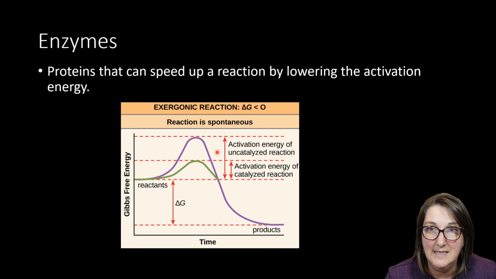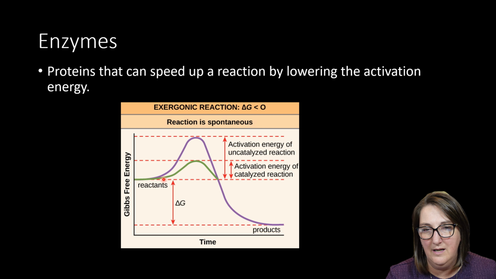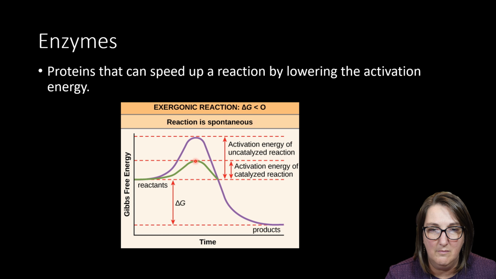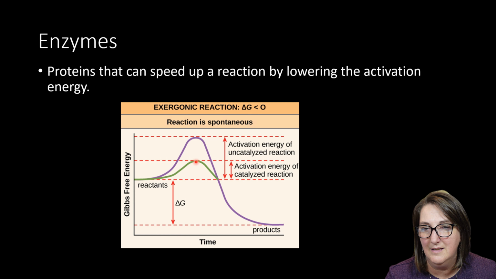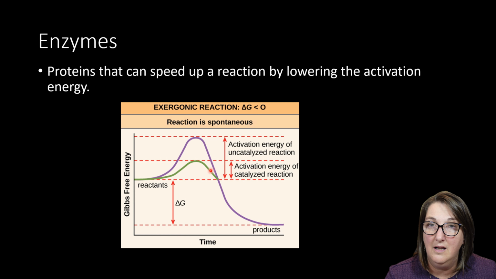But I can have an enzyme help, and this green line here would be an enzyme. Look at how much lower this hump is compared to this purple one. This is a lot lower of a hill to have to climb. So there's a lot less energy that the cell or the molecule is going to have to put in to make this reaction happen. So this enzyme is lowering the activation energy of this reaction. It is helping to make the catalyzing of this reaction a lot faster.